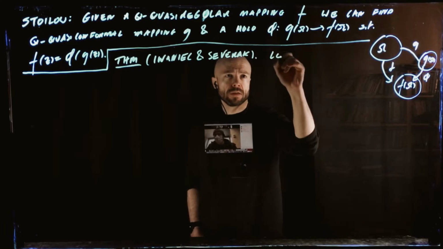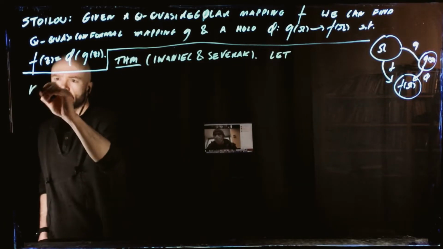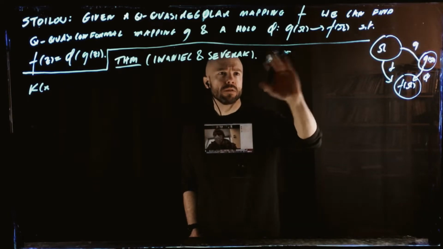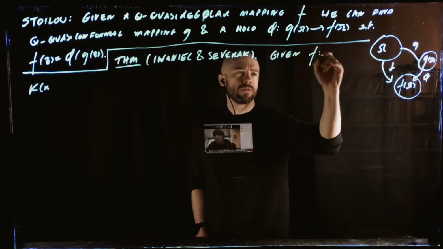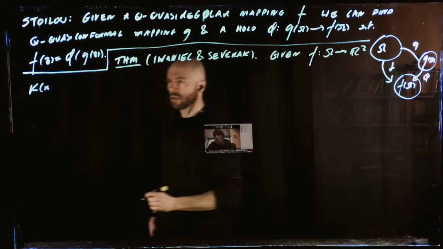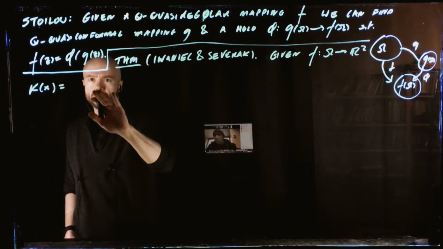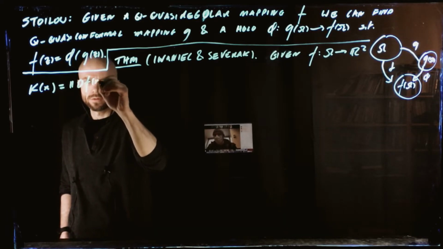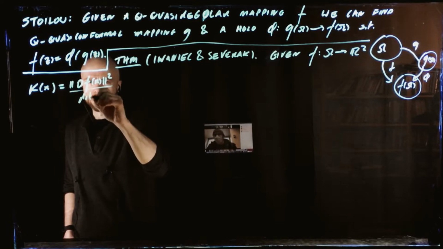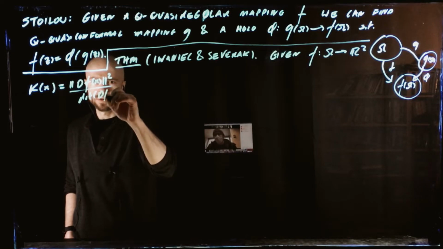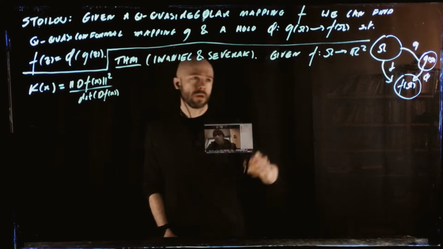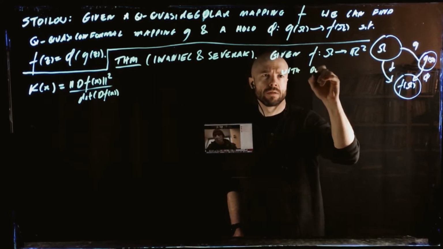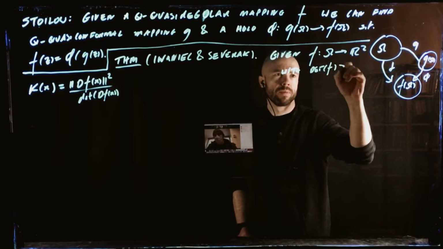Let's do this a different way. So given F from omega into R2, let K of X be this quotient here of the norm of the derivative, the operator norm of the derivative squared over the determinant. Like this. And I'm going to add that determinant of F is bigger than 0 almost everywhere.